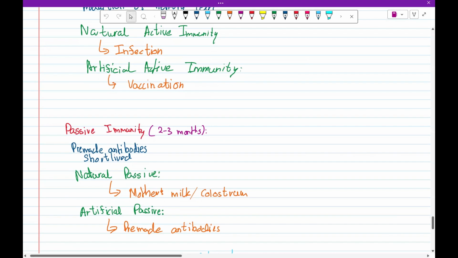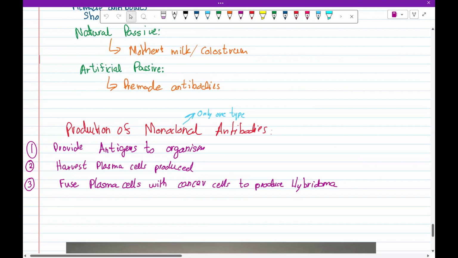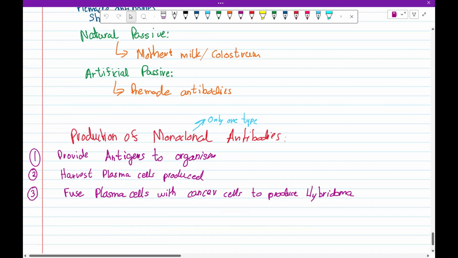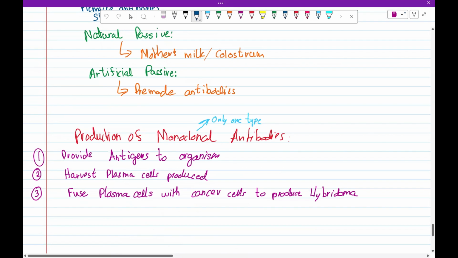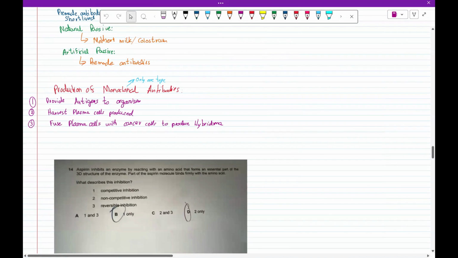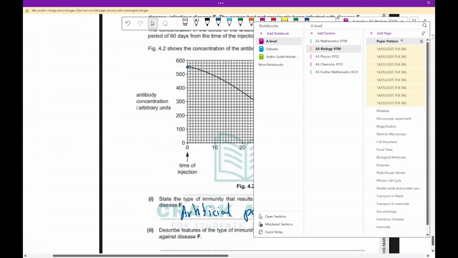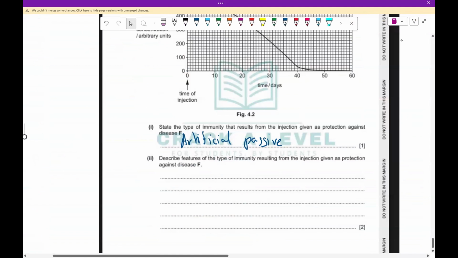And then we have the artificial passive, which is pre-made antibodies which you just inject, made from the hybridoma method, monoclonal antibodies. You provide antigen to an organism, usually a mouse, then you harvest the plasma cells and fuse them with cancer cells to form a hybridoma, and then you culture the hybridoma to harvest the antibodies. I haven't seen many questions on the hybridoma method anyway.